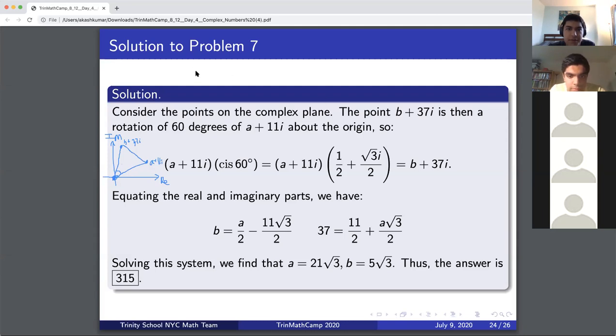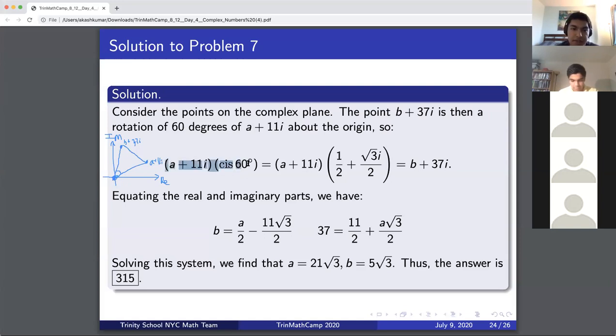This might sound weird to you, the statement that the point b plus 37i is a rotation of 60 degrees. Basically, if you take a plus 11i and rotate it by 60 degrees, what you get is b plus 37i. So we can say that a plus 11i times cis 60, which if you remember is cos 60 plus i sin 60, is equal to b plus 37i. Because if you multiply a complex number by cis 60, the magnitude of cis 60 is just 1, so the magnitude doesn't change. But its angle is 60, so it adds an angle of 60 to a plus 11i. If you add 60 angle-wise, you're just rotating it 60 degrees, and that's exactly what we said b plus 37i is.